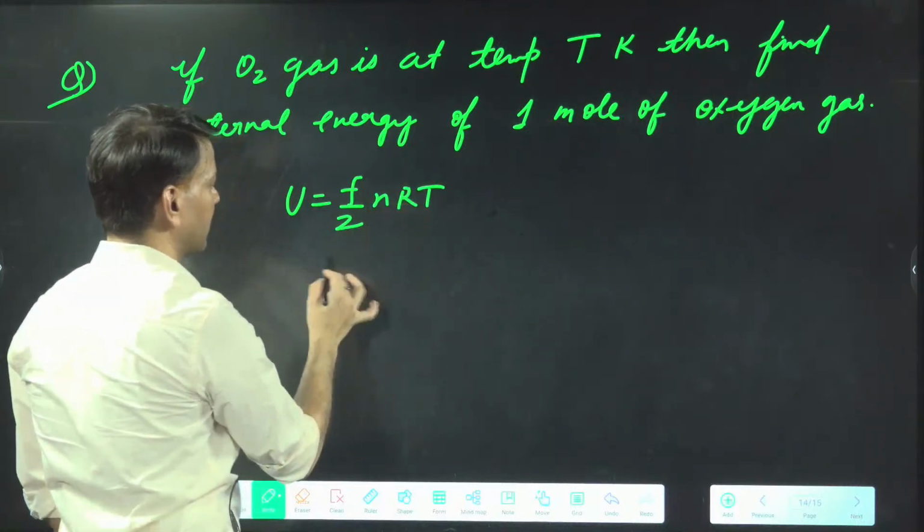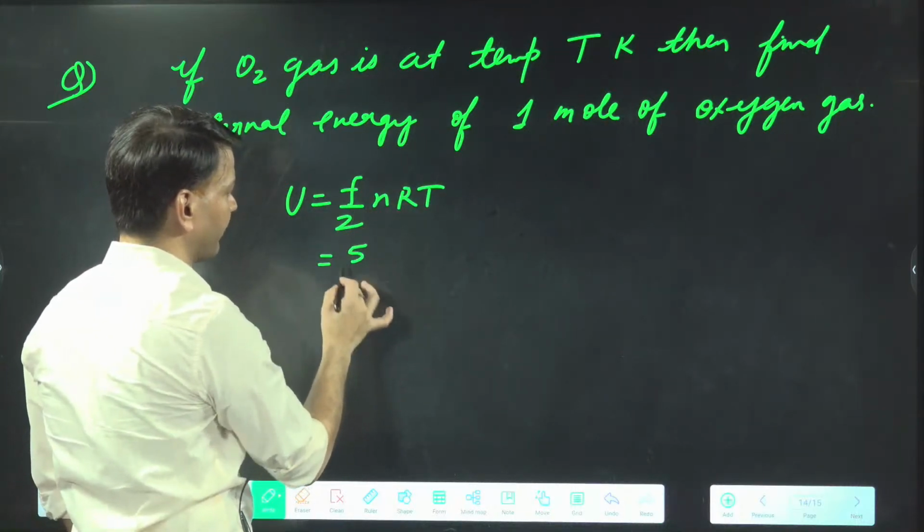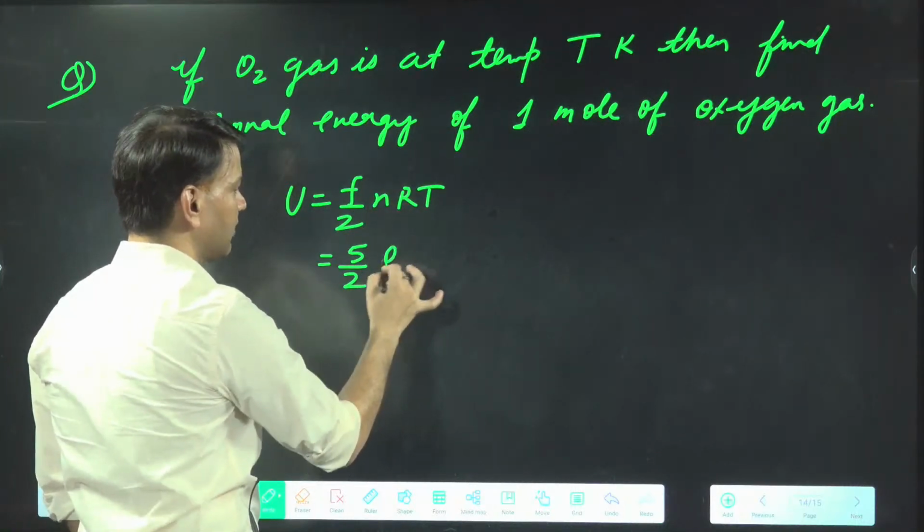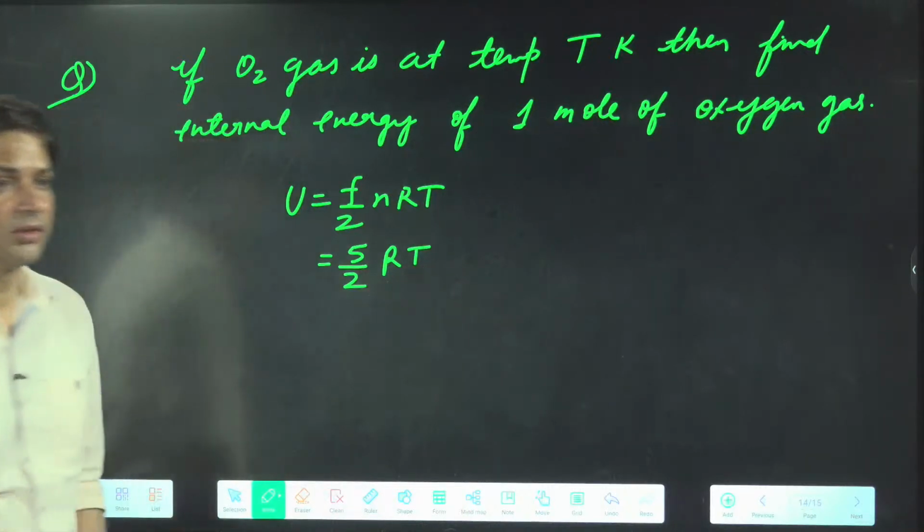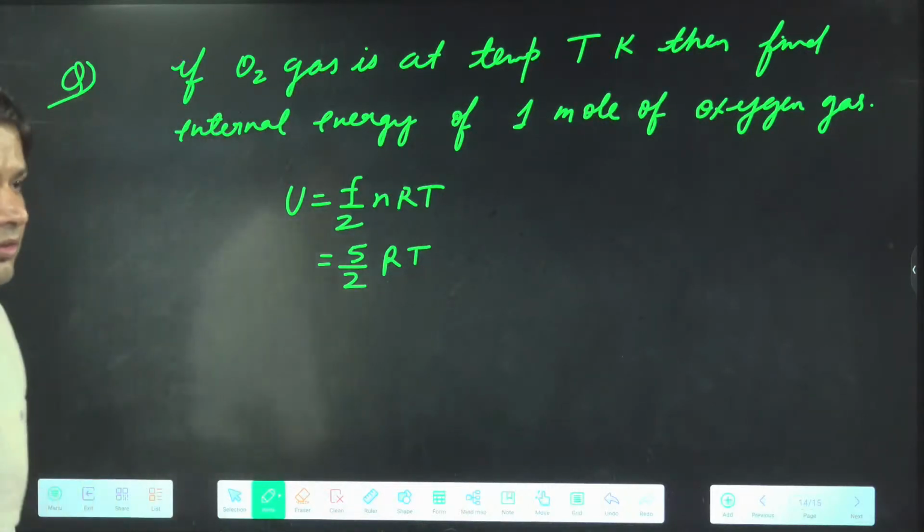So I have been given the oxygen gas, so the degree of freedom will be considered 5. 5 by 2, number of moles 1. So 5 by 2 RT. Okay.